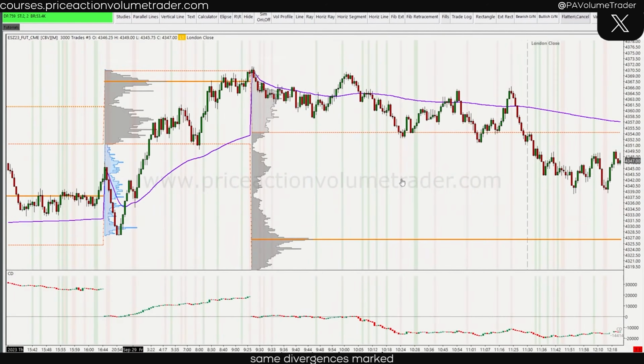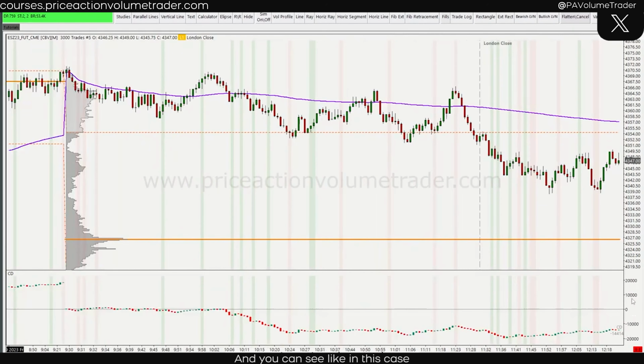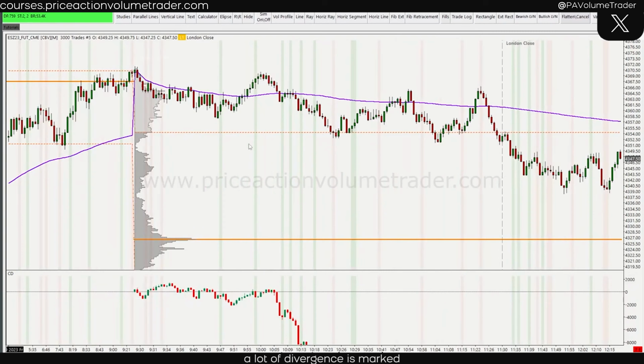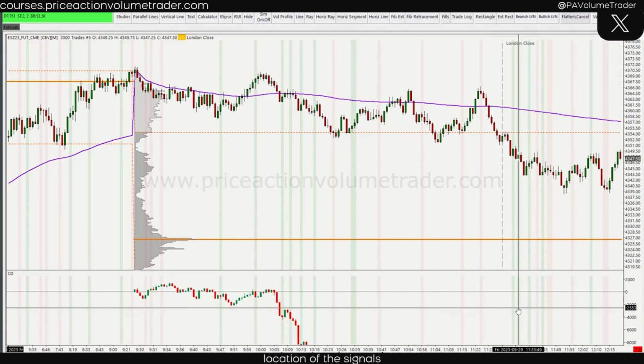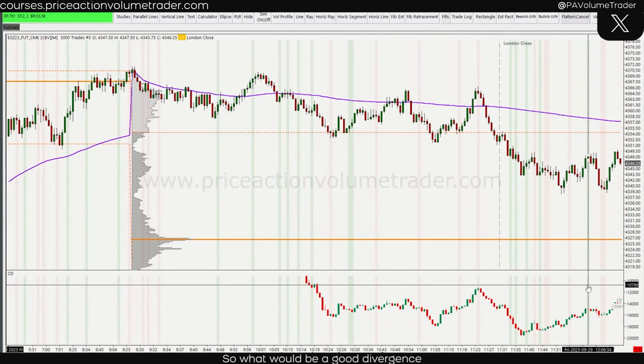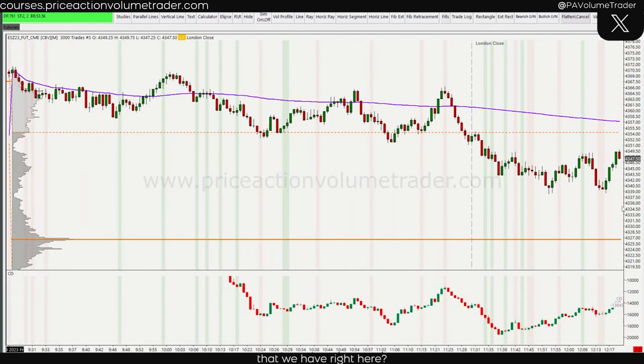Here we have same divergences marked, and you can see, like in this case on the 3000 tick chart, a lot of divergences marked. So there is a lot of false signals. That's why location of the signals is very, very important. So what would be a good divergence that we have right here?